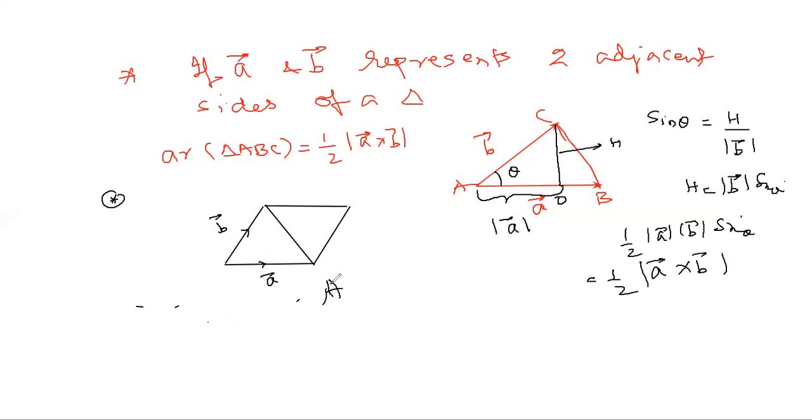Therefore, the area of this parallelogram will be equal to the magnitude of A cross B, because area is a scalar quantity. So we have to take the magnitude of this one.